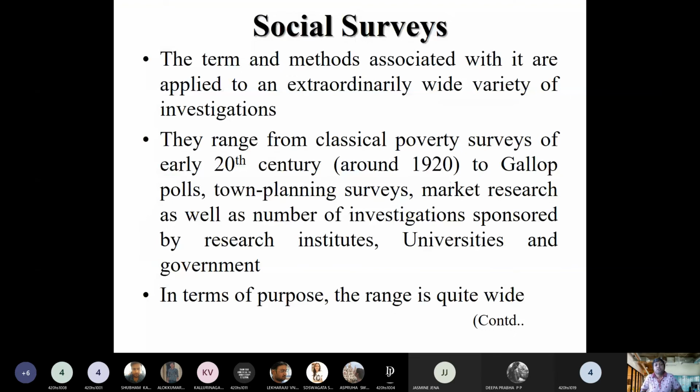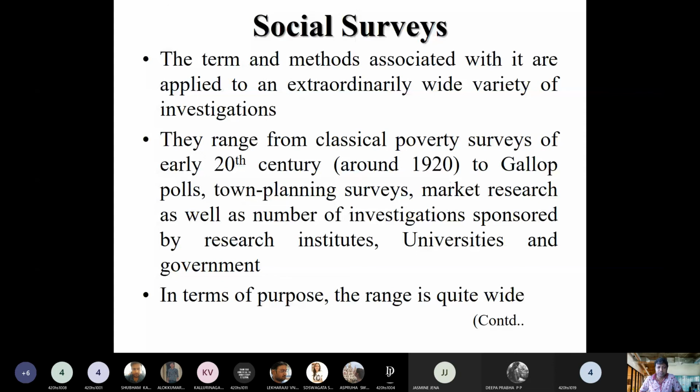Social survey. The term and method associated with it are applied to an extraordinarily wide variety of investigations. The survey is associated with a variety of investigations, so that we can get more and more in-depth information. They range from the classical poverty surveys of the early 20th century to Gallup polls, town planning surveys, market research, as well as a number of investigations sponsored by research institutions, universities, and government.